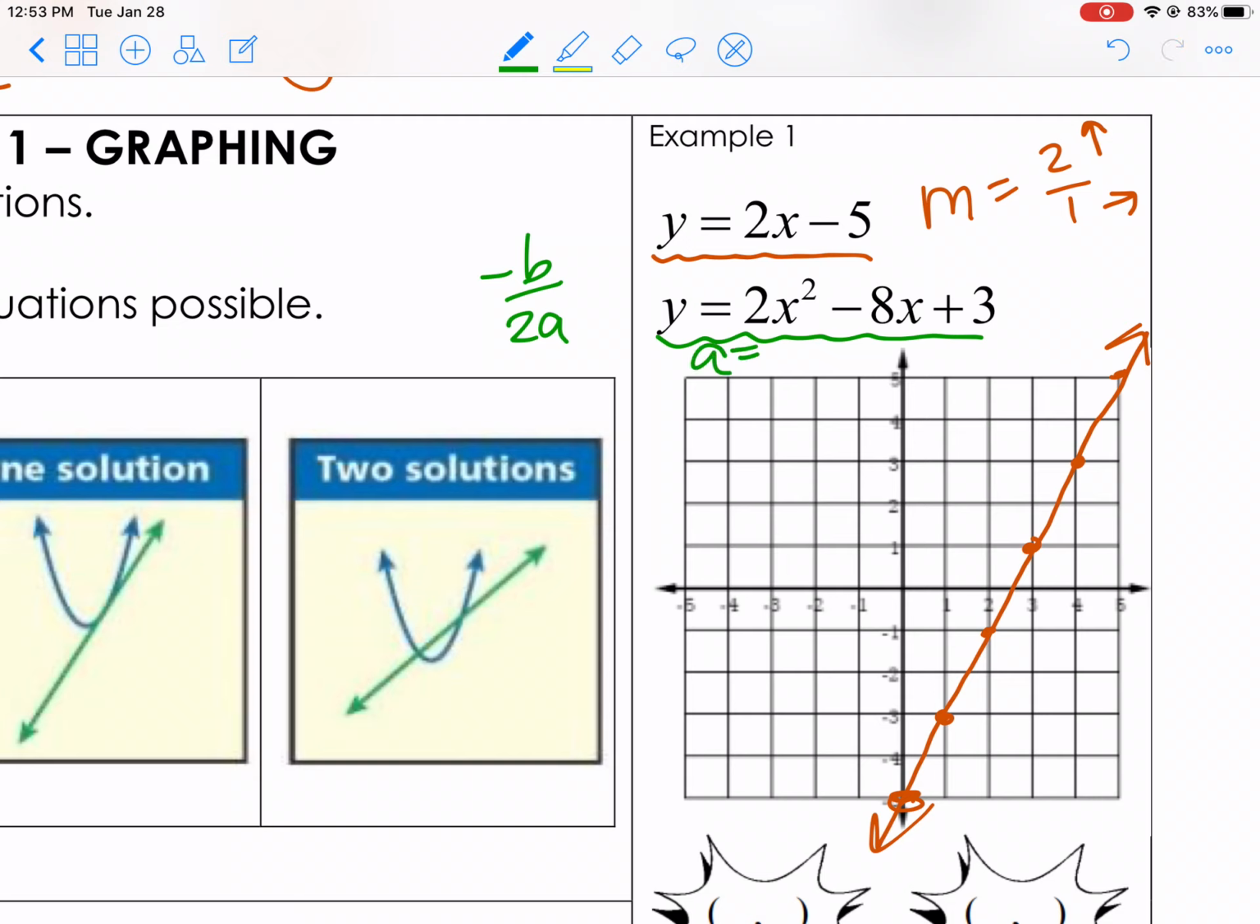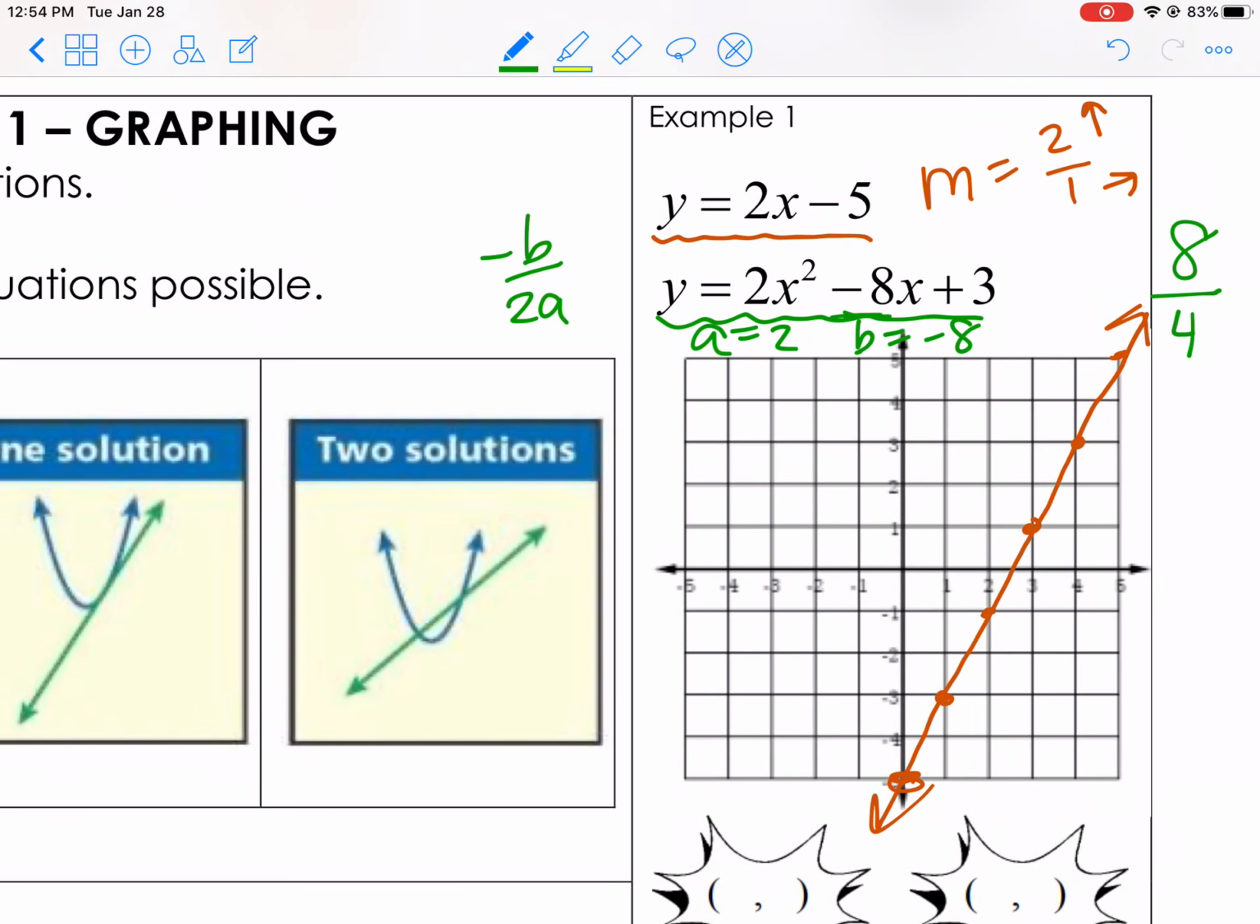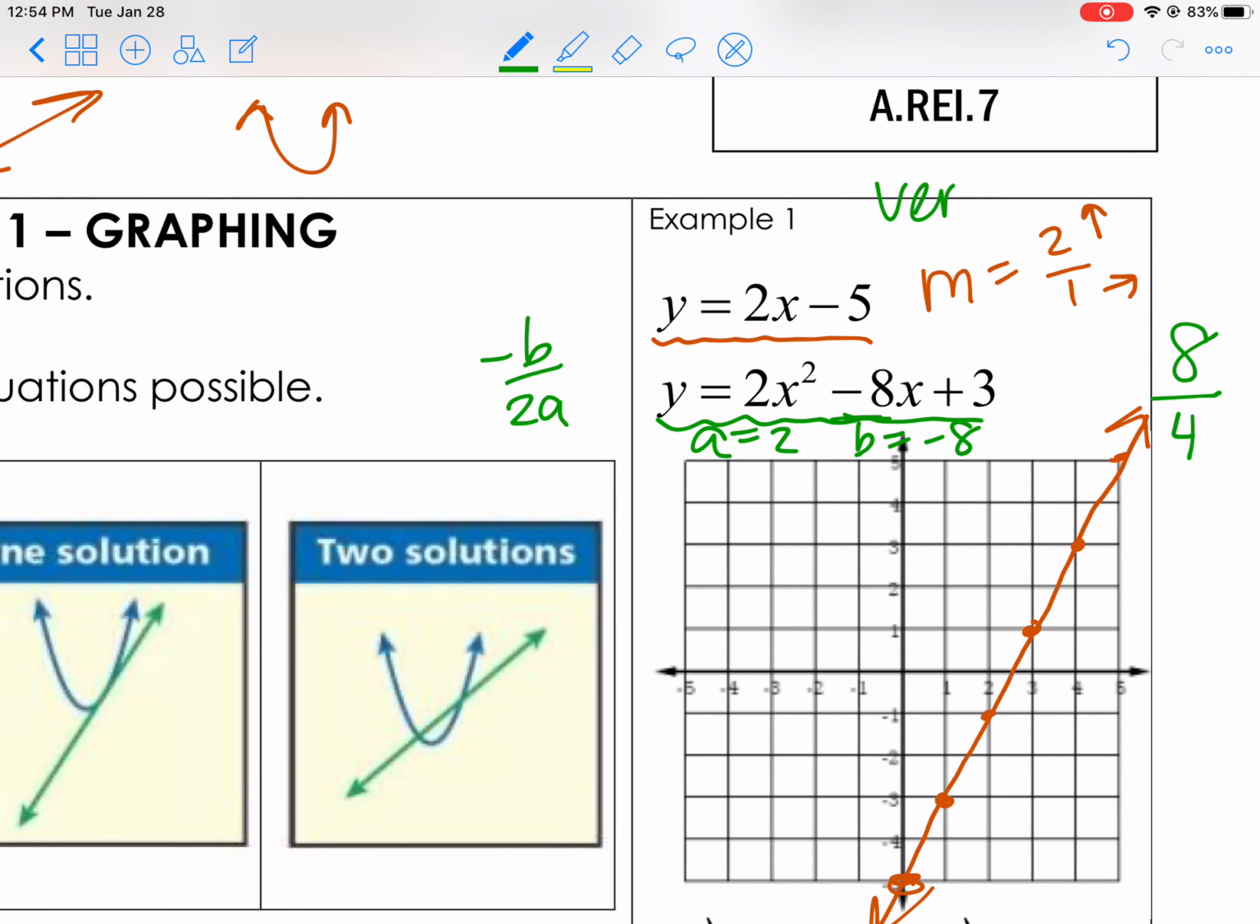So a is 2 on this problem, and b is -8, the linear term coefficient. So opposite of b would be just 8. Since b was -8, we're going to do the opposite of that, which is +8, over 2 times a. A is 2, so we're looking at 2 times 2, so our denominator is 4. 8 divided by 4, let's simplify that. It gives us 2. So the vertex for this problem is going to be at 2 comma something.